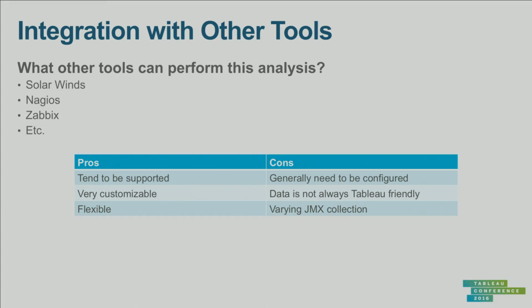The last con is there's just a varying mix of whether or not you can hit JMX. The big thing that Tableau has that a lot of them don't is that it's able to look at the Tableau Server JMX counters, and that's kind of the secret sauce to Tabmon right now.